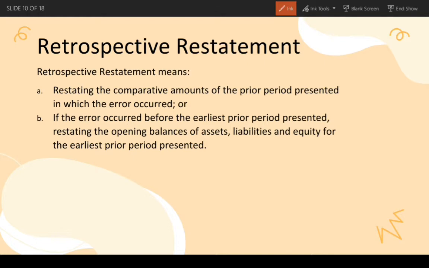Retrospective restatement means restating the comparative amounts of the prior period presented in which the error occurred, or if the error occurred before the earliest prior period presented, restating the opening balance of assets, liabilities, and equity for the earliest prior period presented. So, retrospective restatement, ang i-adjust lang ay yung sa prior period. So, hindi na i-adjust yung subsequent period.